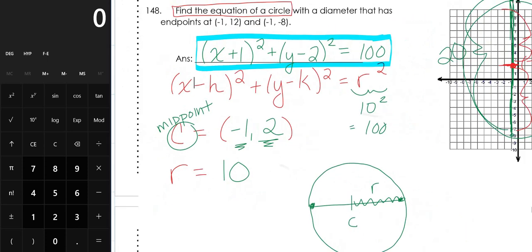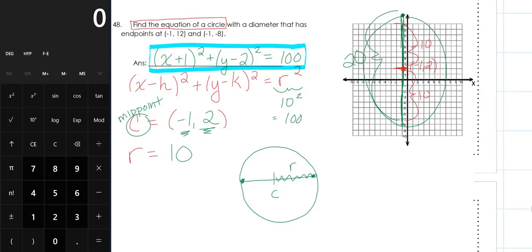Okay, so just to recap, when they give you endpoints for the diameter, your midpoint is the center of the circle. And that's the first thing that you need. And then the radius is just the length that goes from the midpoint to one of your endpoints. Luckily here we could just count the boxes and it was 10. So that's how we came up with both pieces of information, threw them into the circle equation, and now we are done with this page.